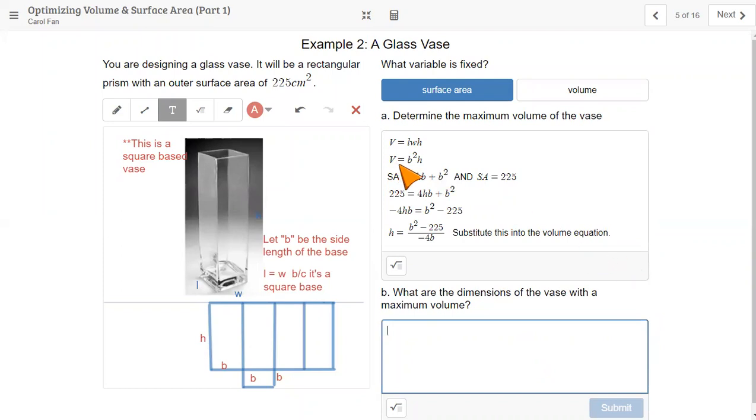So remember, volume is equal to base squared times h. So I'm going to put volume is equal to b squared times b squared minus 225, all divided by negative 4b. Put this into your graphing calculator now to see what your maximum volume is.